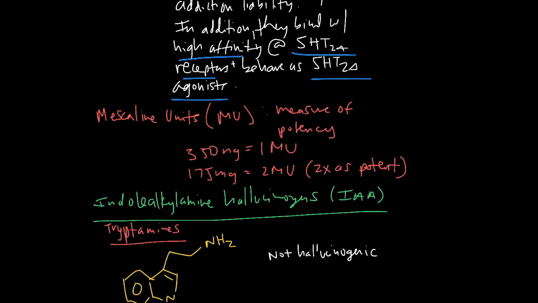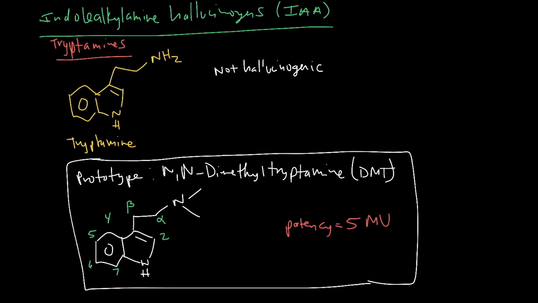So the first class we're going to talk about are your indole alkylamine hallucinogens, or IAAs, and a subclass of that, your tryptamines. This is termed an indole alkylamine hallucinogen because here's your indole ring, which is your 5-member nitrogen ring with a double bond there, and here's your alkylamine. So tryptamine is actually not hallucinogenic. Why?